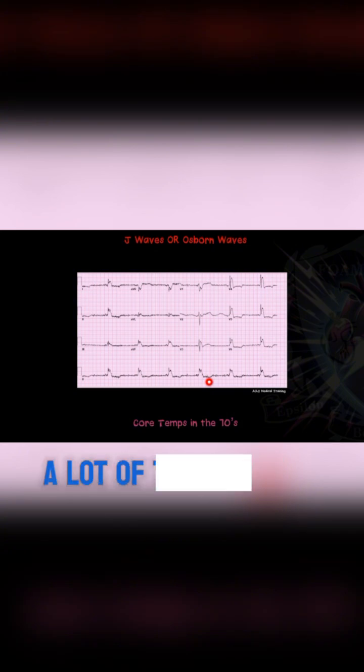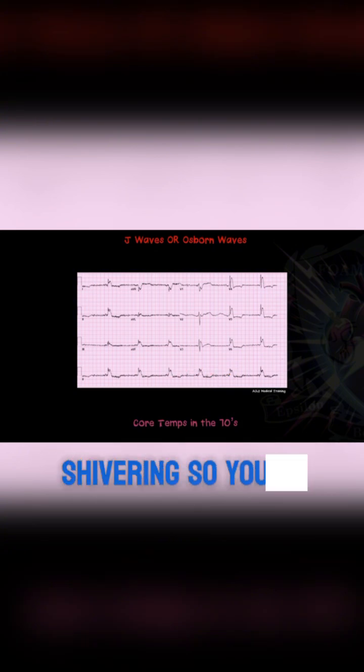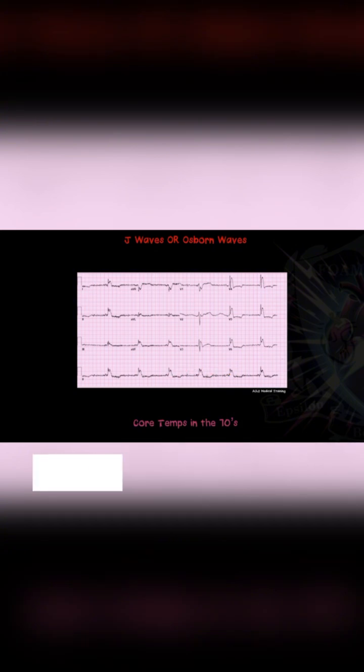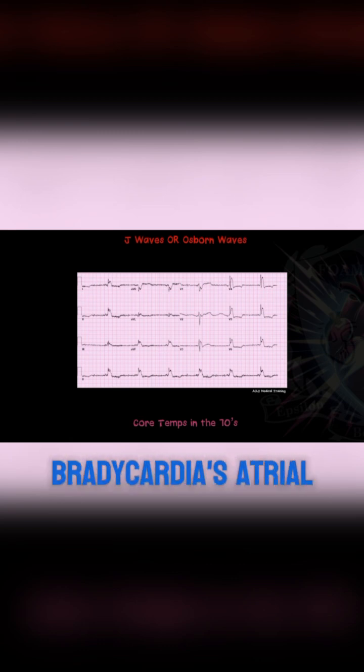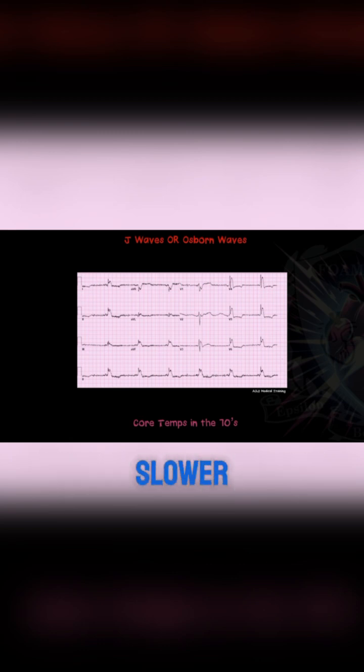You'll also see a lot of the time with these hypothermic patients shivering, so you'll get a lot of shiver artifact along with the Osborne waves. It is common to see bradycardias, atrial fibrillation as it gets slower and slower, and some of that artifact, and of course the Osborne waves.